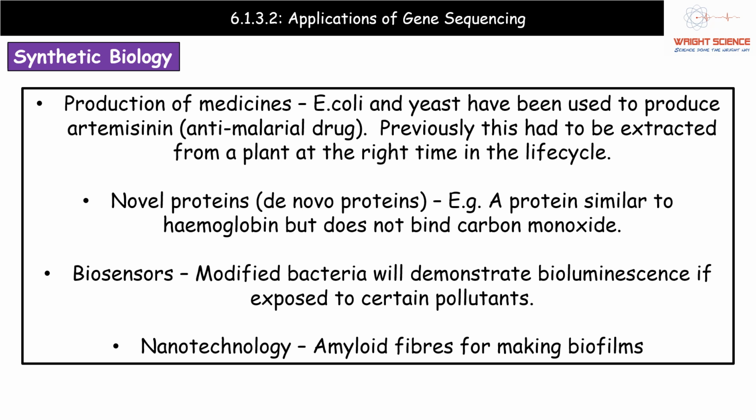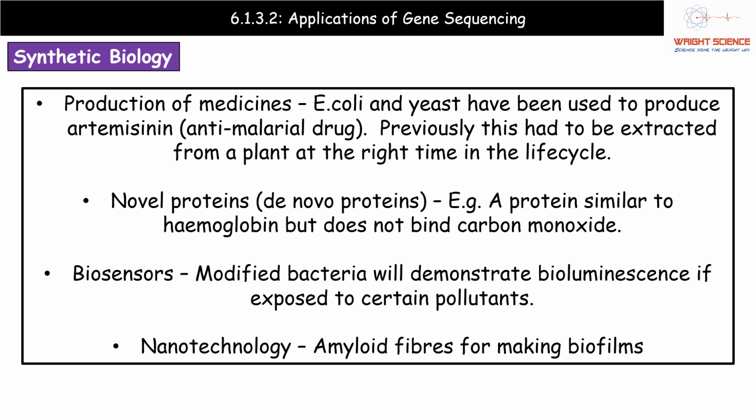Third application is in novel proteins. And basically this is having a look at designing proteins that are very similar to ones that already exist, but don't have certain downfalls. An example we've got here is producing something that's very similar to hemoglobin, but it won't bind carbon monoxide. We can also use synthetic biology in biosensors. So what we're able to do is basically use these to detect certain things. Because if we modify bacteria to show bioluminescence, so basically glowing, when certain things are present, we can then use them to detect certain pollutants being present in a sample.